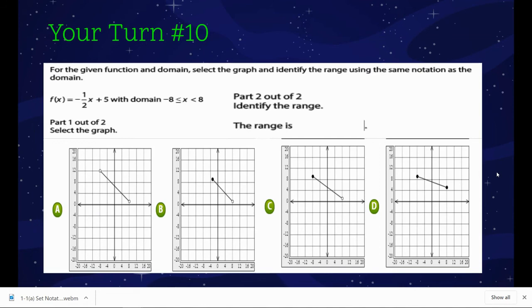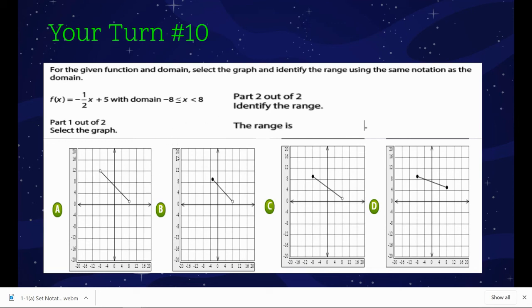Okay, so the last question for ours is for the given graph, select the graph and then identify the range using the same notation. So here is a graph that has a restricted domain. We call it restricted because it is a line graph, but we only want it between these two numbers. So what you'll need to do is look for the graph that has -8 as the starting point and 8 as the ending point. But remember, -8 is less than or equal to, so that's going to be a different type of hole than 8.